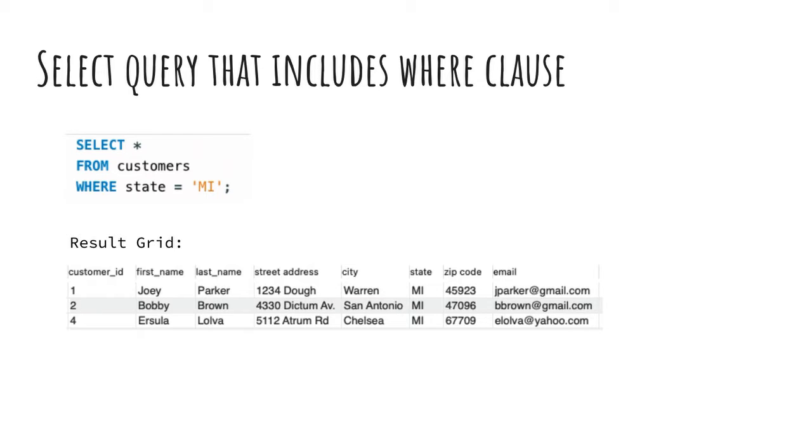Here is the next query that includes a where clause. So we select all from customers table where the state is equal to MI or Michigan. And you can see the result grid, we have three rows that match the select query.